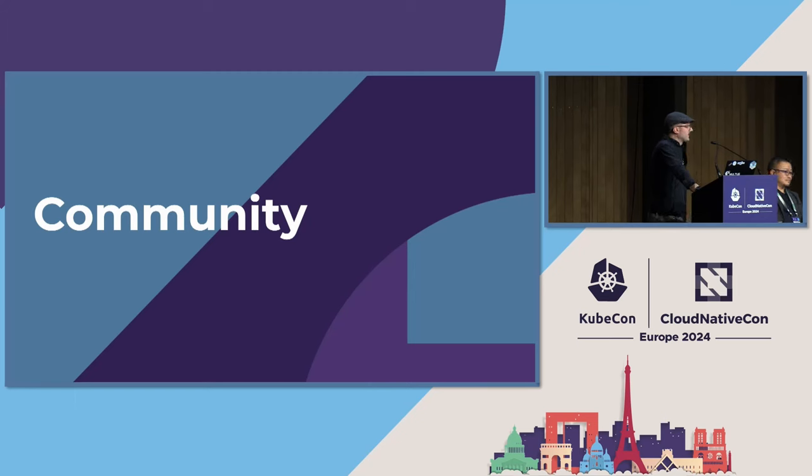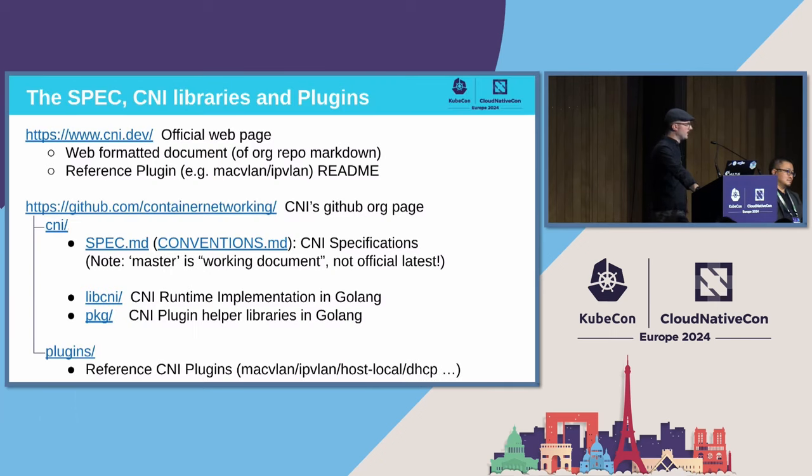Last but not least, there is, of course, plenty of community surrounding CNI, and some of the strengths of CNI, I think, are the community ecosystem behind it. First thing you should know about is the CNI.dev site, which is a pretty print of all of the documentation for CNI. It's all rendered HTML that looks nice, an easy place where you can find all of the parameters for all of these community developed CNI plugins.